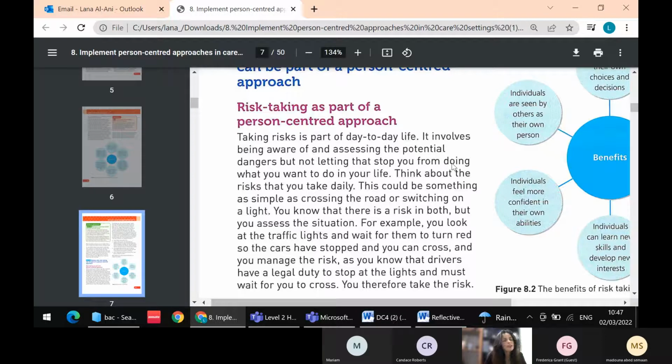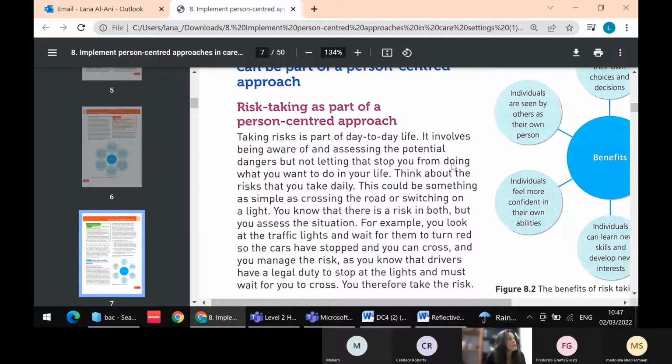So what is the person-centered approach? It involves being aware and assessing the potential dangers. Each person has lots of ideas, lots of thoughts, and they need to implement them. But there are some dangerous sides to their own plans, to their own wishes or needs. Some of them are maybe dangerous for them.